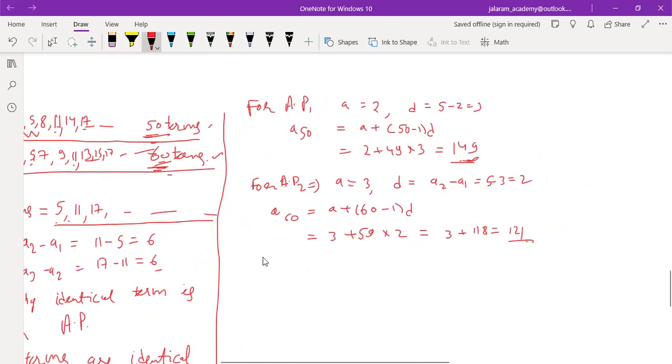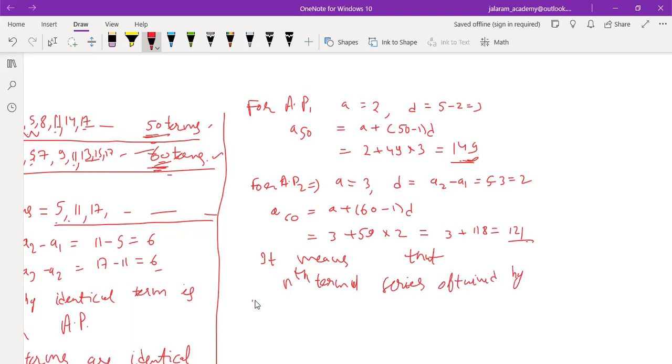So it means that the nth term of the series obtained by identical terms cannot exceed, that is, is less than or equal to the 60th term, which is the lesser of the two last terms of the two APs, the 60th term of AP2.